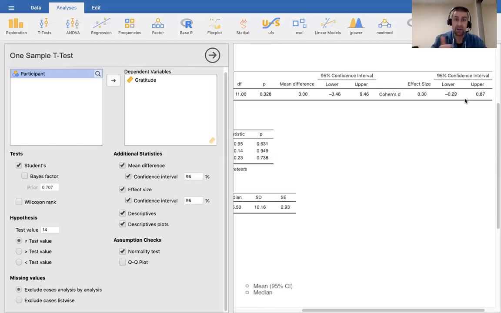Okay, so now you're going to answer the questions based on the data set with JAMOVI, and then we're going to come back, and in the last video we're going to walk through how to write up all of this JAMOVI output in APA style.